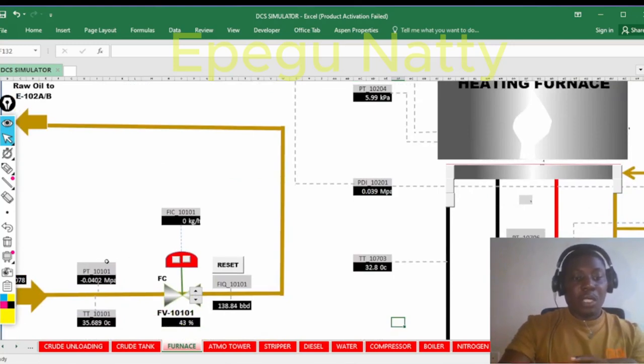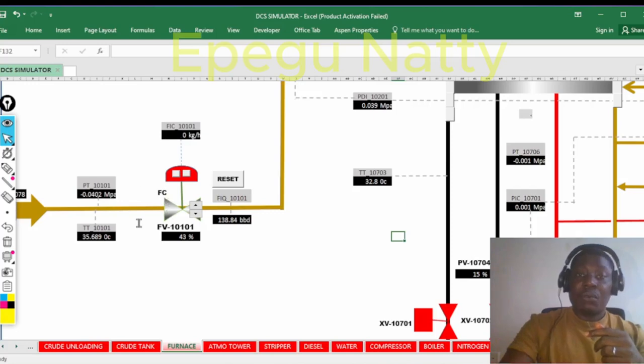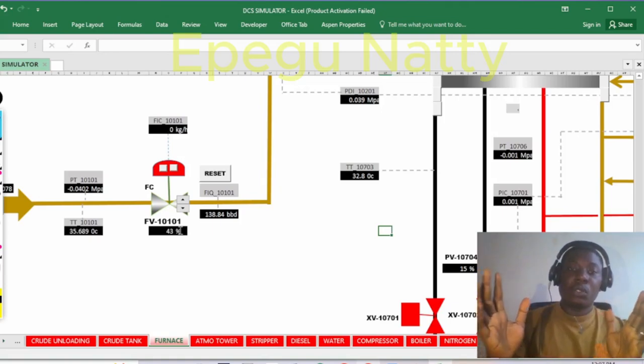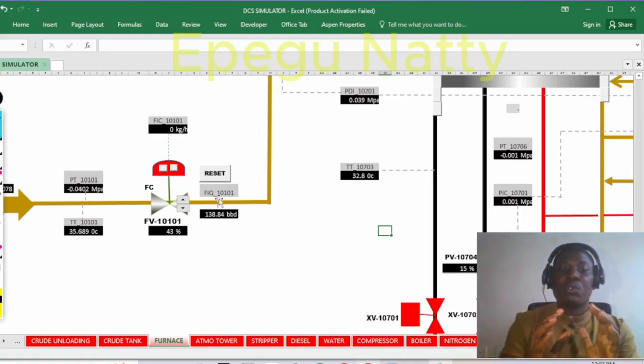Okay, so we have the PT here, we have the TT, and as you can see, we have FIC, which is showing 0 kilogram per hour currently. We have the control valve, which has the FC. FC means fail close. When there is a failure in the air supply to the system, it means the valve should what? The valve should close. That's what it means. Okay, and we have here the percentage opening is 43% open, although there's no flow, as you can see, 0 kilogram per hour. Then we have the FIQ here.